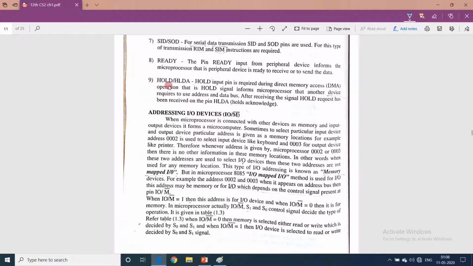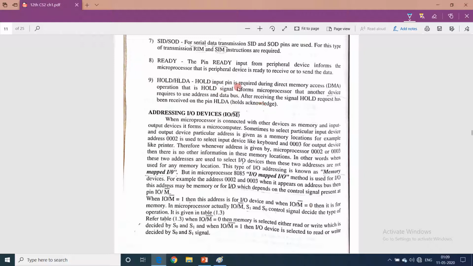So let's see what is there in hold and hold acknowledge. Hold input pin is required during direct memory access operation. Now you know why the hold input pin is used. It is used during direct memory access operation. That is, the hold signal informs the microprocessor that another device requires to use the address and data bus. After the hold request has been received on the pin, hold acknowledge is sent.